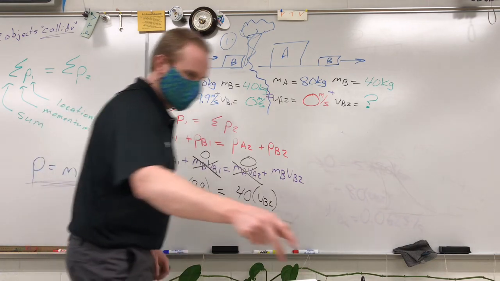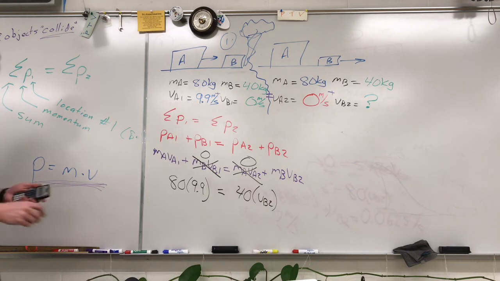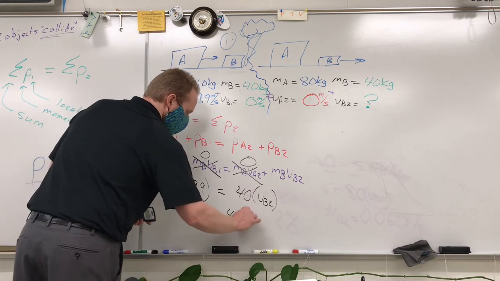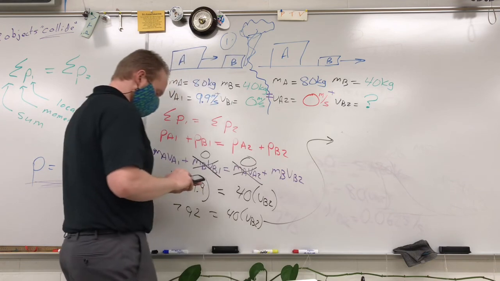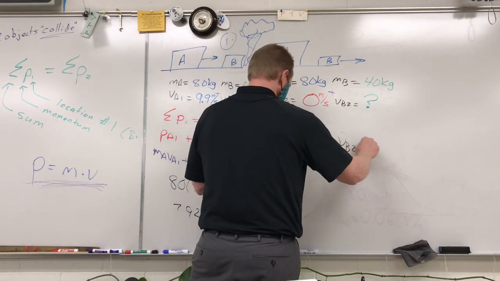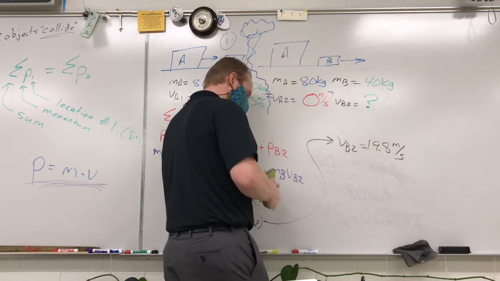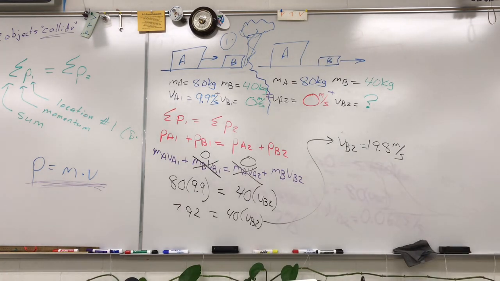is an equation that is the mass of her, which is 80, times 9.9, which is 792, which is equal to 40 VB2. Divide both sides by 40, and we get a VB2 of 19.8 meters per second, which is right around 40 some miles per hour. So that hay bale's moving pretty good. You ought to not get hit by that hay bale.